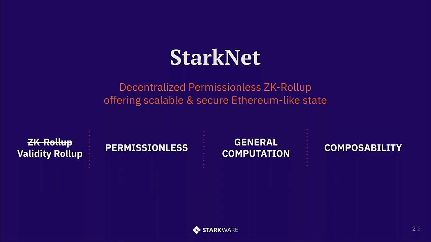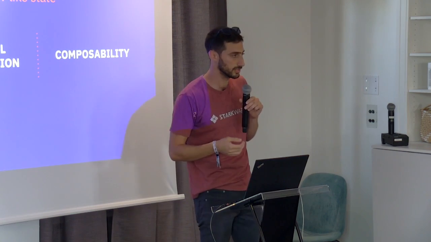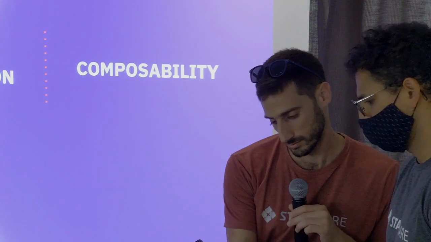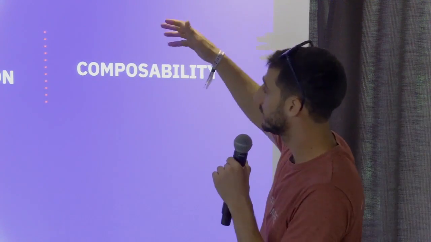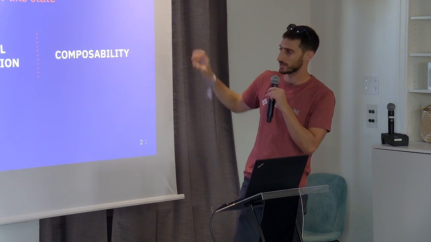So what is StarkNet, or what is the vision, or what are we aiming for? Basically, it's a layer 2 network on top of Ethereum, which will be a permissionless ZK rollup, and it will offer both scalability, this is why we're doing it, and the security of Ethereum. So just trying to break it up.